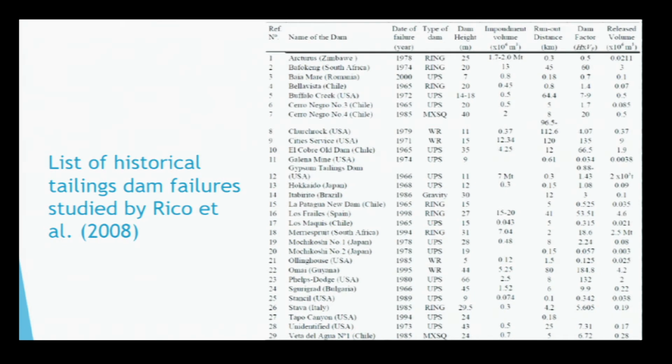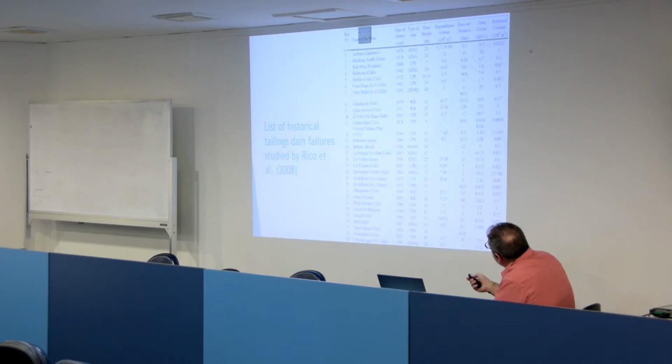So up to that point, when this evaluation was done to obtain a permit or authorization, up to 2008, there had been few studies or compilations of failures of tailing dams. This was a paper published by Rico and collaborators in 2008. And here you can see this table with mines that have tailing dams that had failed all over the world, the date of the failure, and then here you have the type of dam, the height of the dam, the impounded volume.